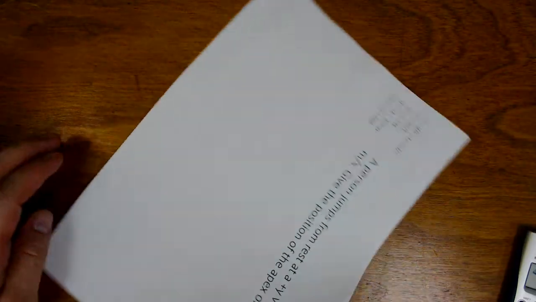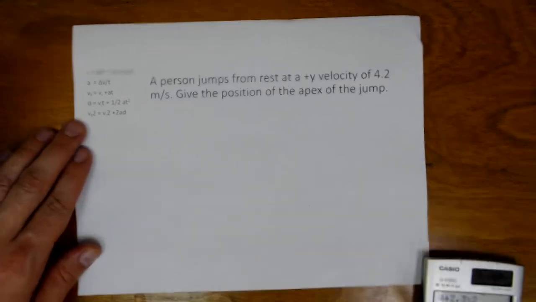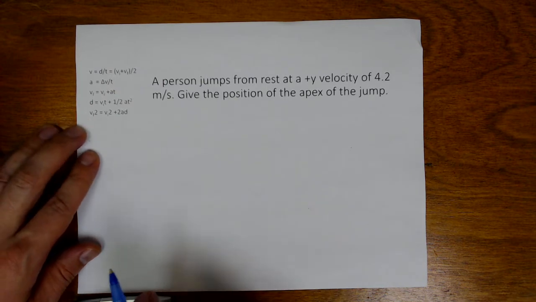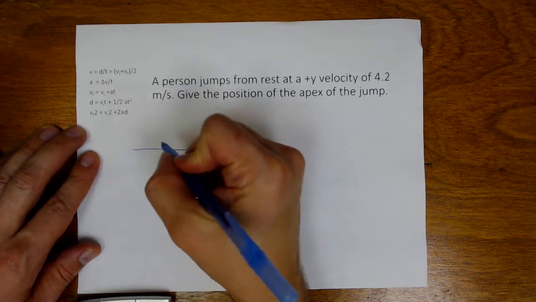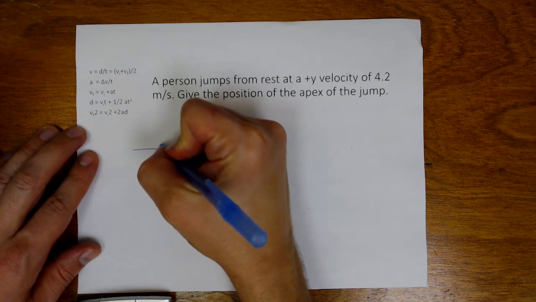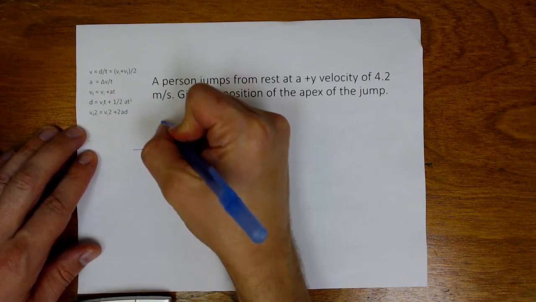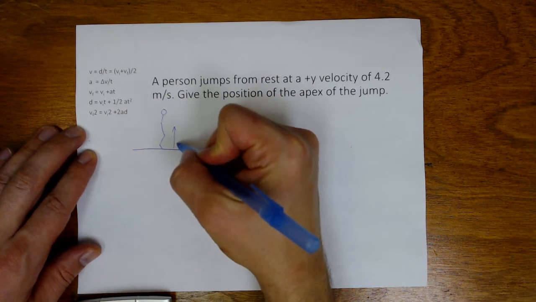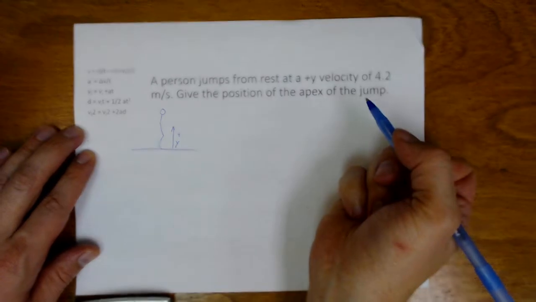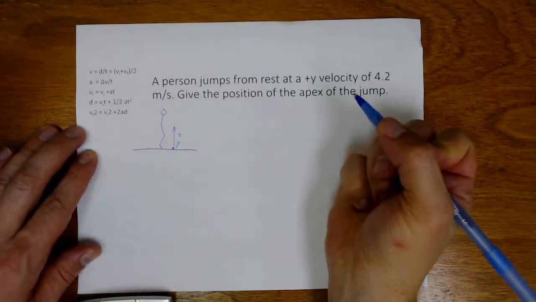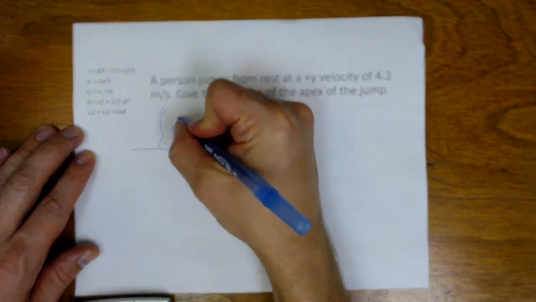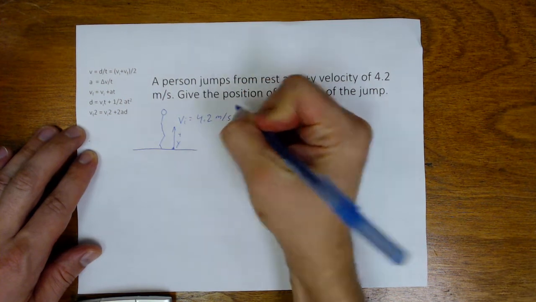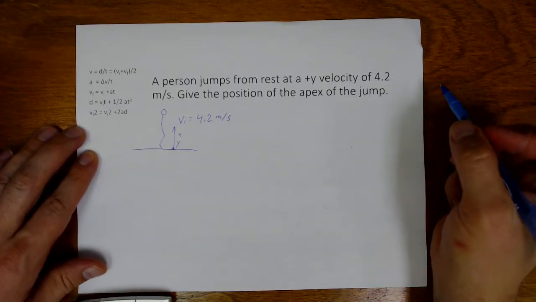Okay, next problem is a jumping problem, which is pretty traditional for biomechanics. We have a person jumping from rest, so as they leave the floor, we're going to draw a figure right here. As this person is jumping and extending up, they're leaving with a y velocity, the y direction being positive up. That's our reference system. Initial velocity is 4.2 meters per second. Now that's all we have in this problem statement.